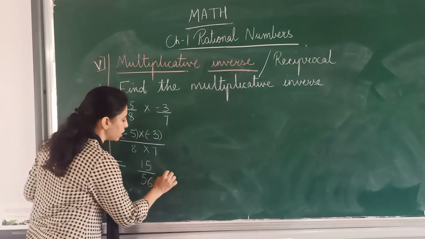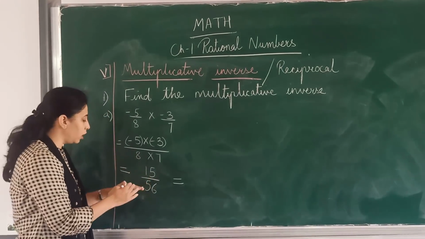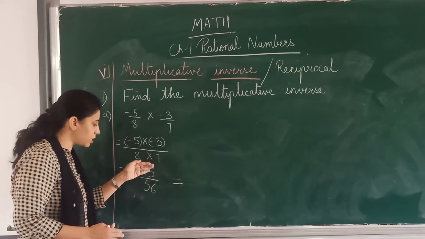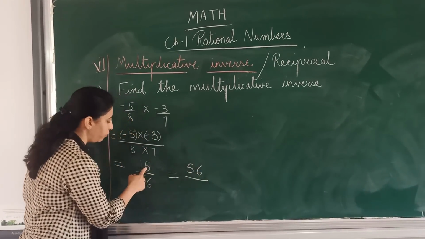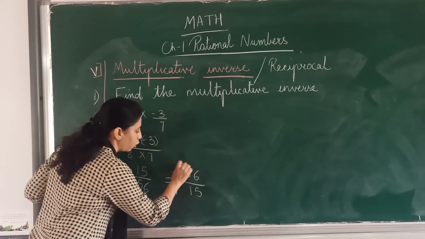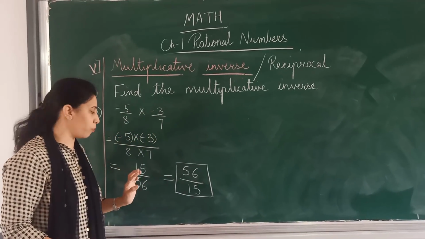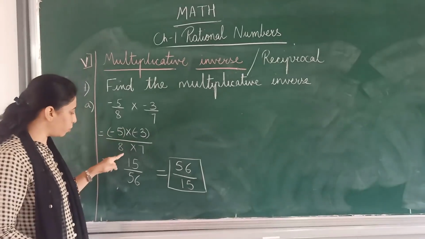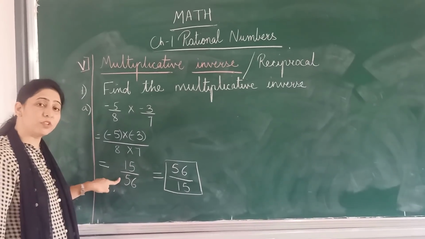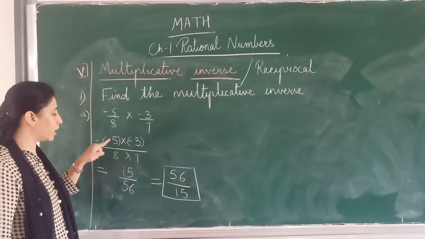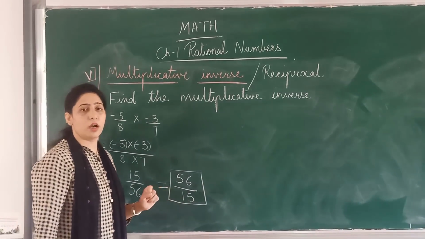So 15 upon 56, what will be the multiplicative inverse or reciprocal of 15 upon 56? Only up and down. Denominator will go in the numerator's place and numerator will come in the denominator's place. So this is the reciprocal of the product of minus 5 upon 8 and minus 3 upon 7. So the sum is given, you have to multiply, and whatever rational number you get, you have to find the multiplicative inverse of it. So what is the multiplicative inverse of 15 upon 56? It will be 56 upon 15. So this is the answer.